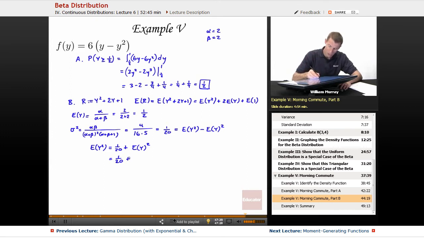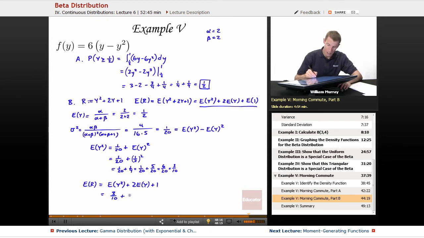So 1/2 squared. So this is 1/20 plus 1/4, and my common denominator there is 20. 1 over 20 plus 1/4 is 5/20. So I get here 6/20, and that reduces down to 3/10. And so my rage level, remember I decomposed it into e of y squared plus 2e of y plus e of 1. Now I can solve that. E of r is e of y squared plus 2e of y plus 1. I can solve that. E of y squared is 3/10.